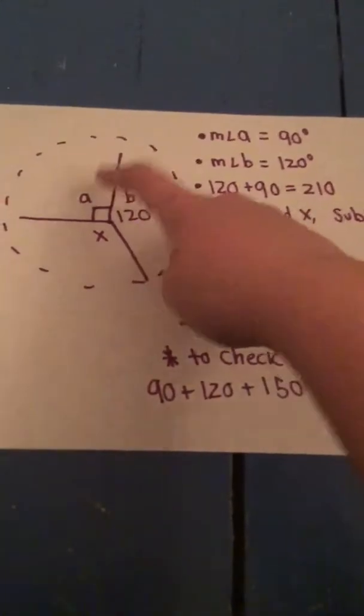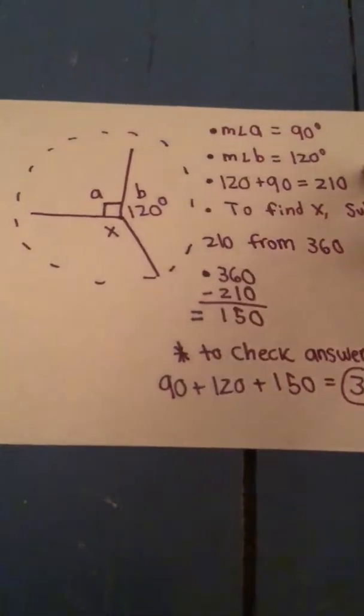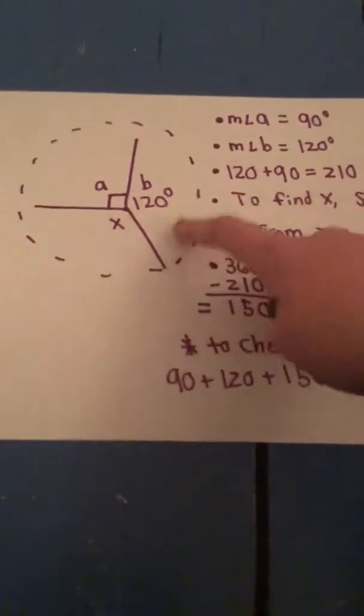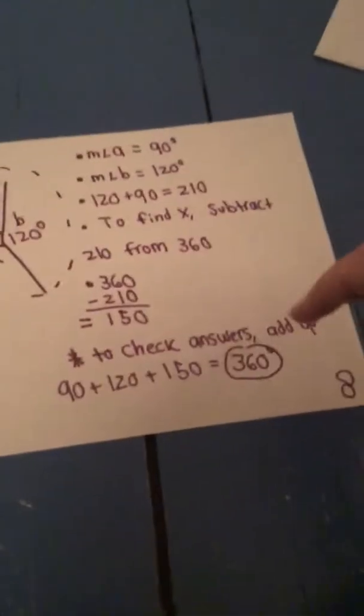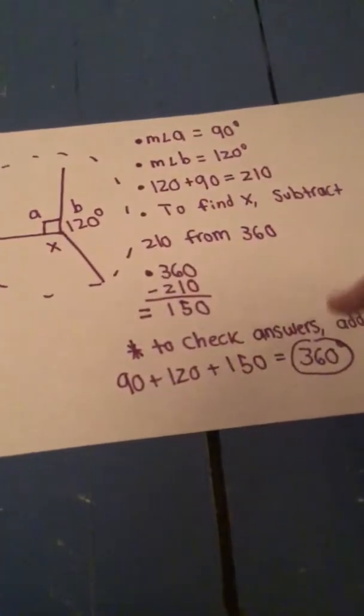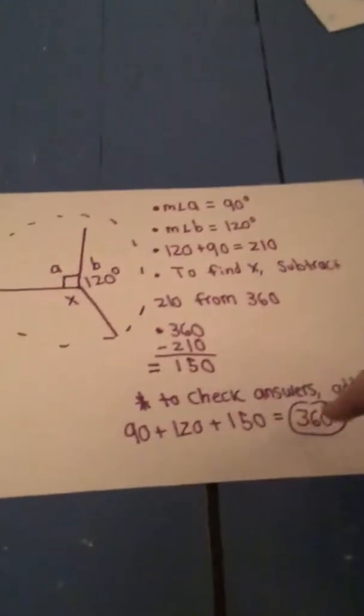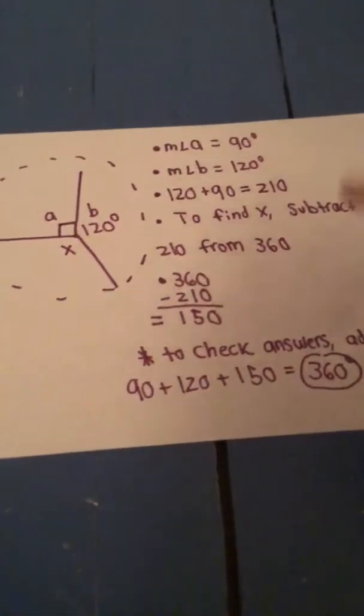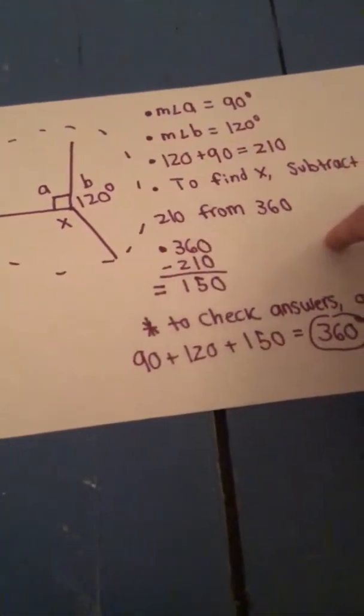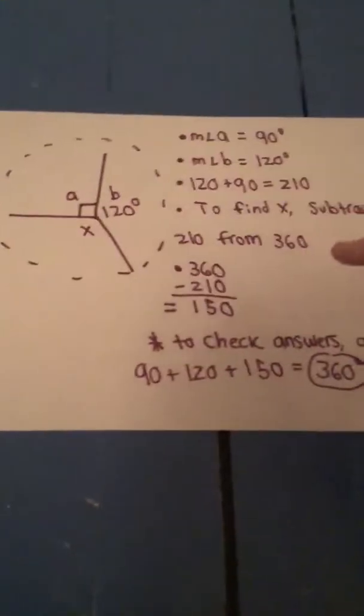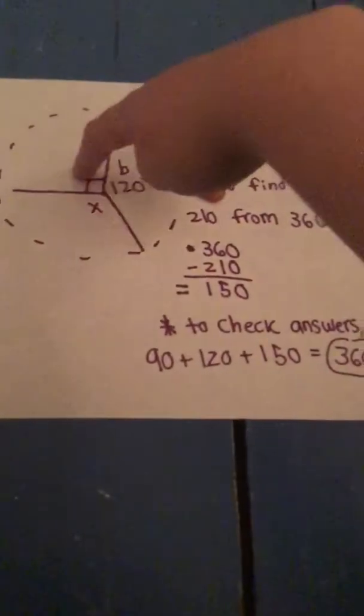120 plus 90 is 210, and then you subtract 210 from 360, and you get 150. If you're worried that your answers are wrong, just make sure you always add up the total numbers that you get to make sure they add up to 360. This is something really simple, but just to be sure that you don't get anything wrong, make sure that you add up all your numbers at the end. So 90, 120, 150, 360.